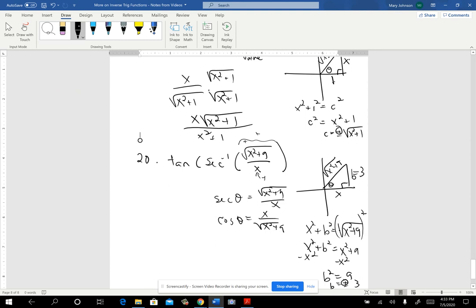All of that work now gets me ready to consider the tangent of that angle. Tangent is opposite over adjacent, so the answer to this would be 3 over x. And I'm done. Okay, so let me stop.